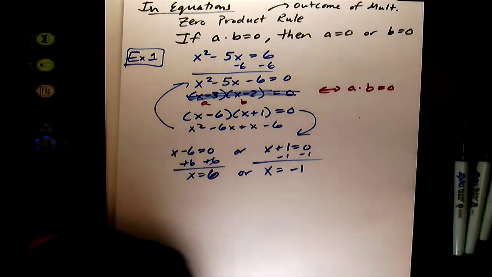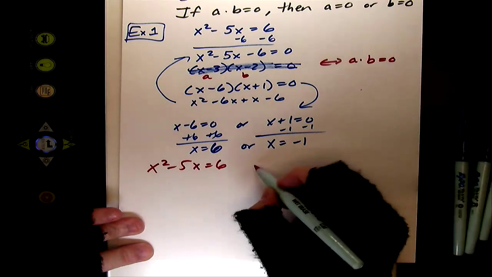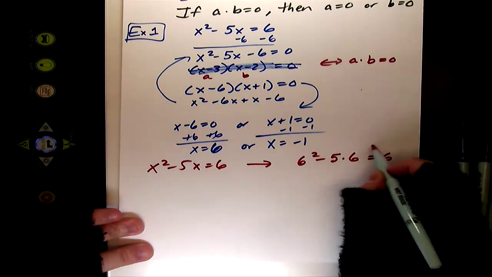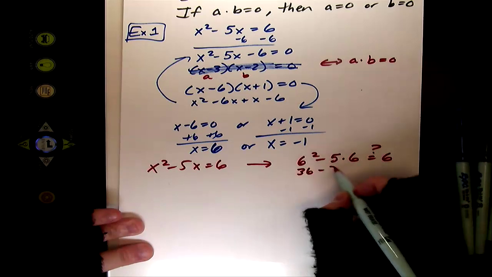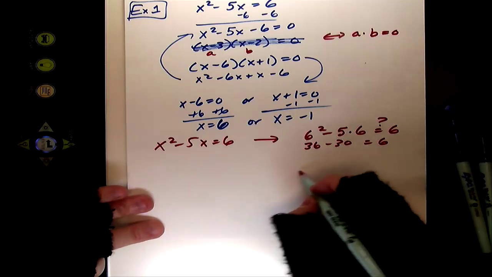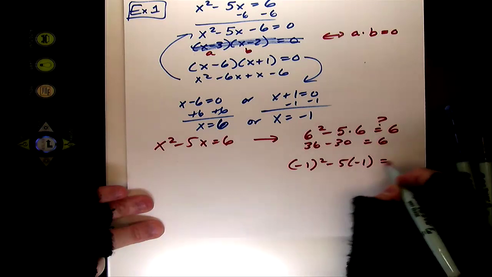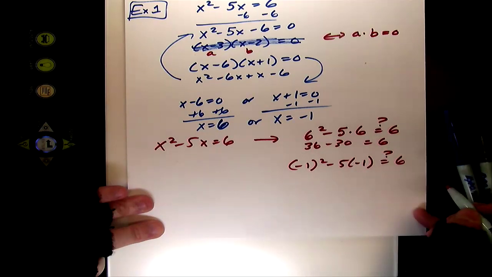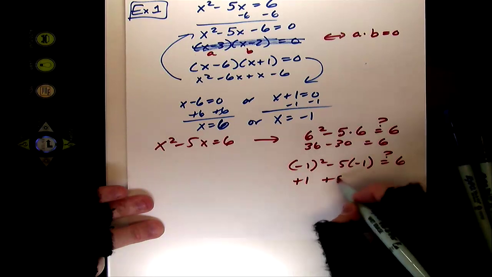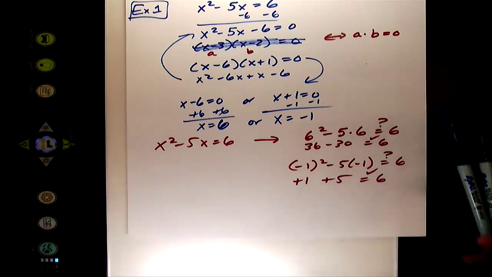And you can always check your answers in the equation. -36 minus 30 does equal 6. And I'll check the -1. -1 squared is +1, and -5 times -1 is +5. These both check off. So they're valid.